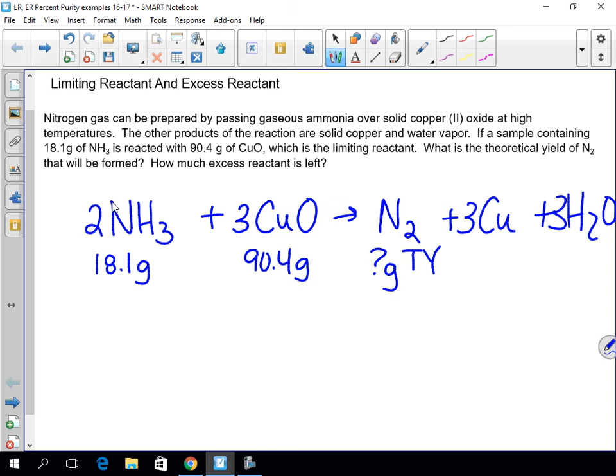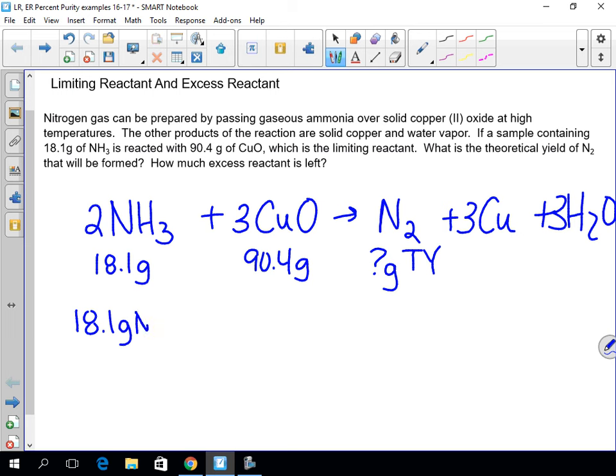One of the ways that you know you're always dealing with a limiting reactant problem is you always have data about all of your reactants. And notice here we have data about our ammonia and we have data about our copper 2 oxide. Because we have 2 pieces of data, that means we have twice the fun. We need to do 2 problems. These are just like the stoichiometry problems we did the other day in class.